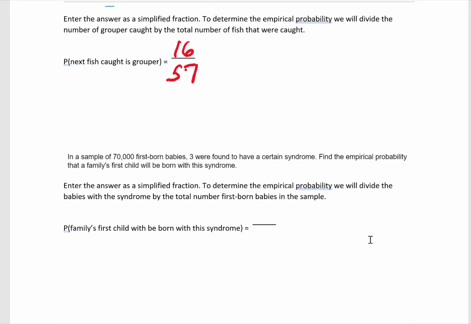In a sample of 70,000 firstborn babies, 3 were found to have a certain syndrome. Find the empirical probability that a family's first child will be born with this syndrome. Enter the answer as a simplified fraction.